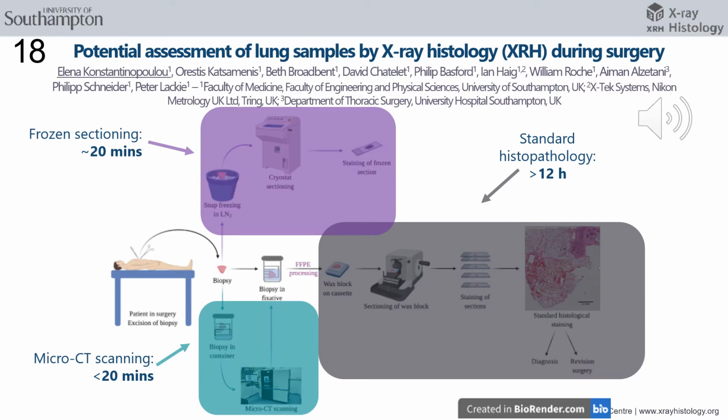Frozen sectioning is conventionally used to get histological information during surgery, and it takes about 20 minutes. Standard histopathology is always used as a backup, but it takes more than 12 hours, giving a result long after surgery is concluded. We have developed a micro-CT-based X-ray histology workflow that gives a result as quickly as frozen sectioning.